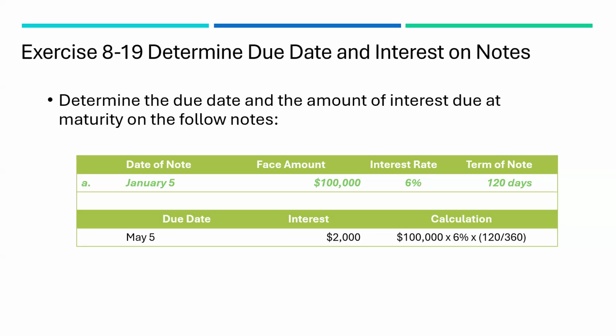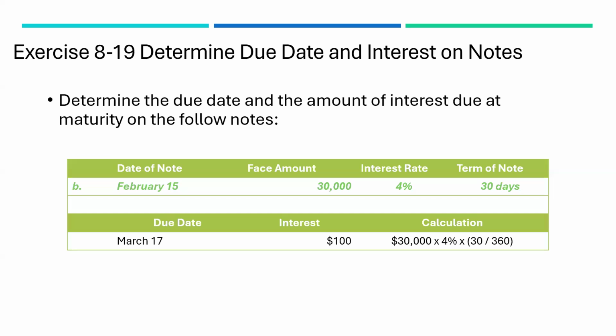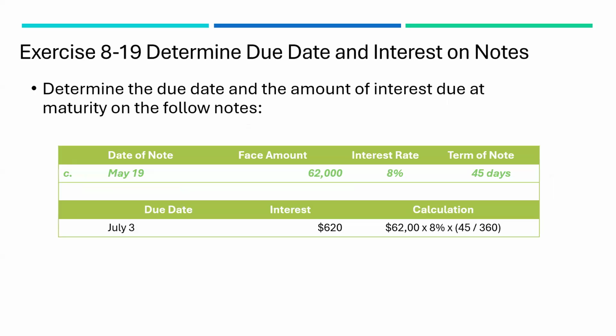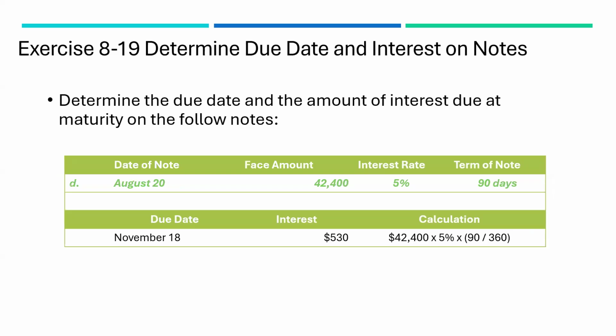And then at 6%, the interest is $2,000 because they had $6,000 for the full year, and then it's a third of the year. So for February 15th, the due date would be March 17th, and the interest would be $100. For May 19th, 45 days later is July 3rd, and the interest would be $620. And for August 20th, 90 days later is November 18th.